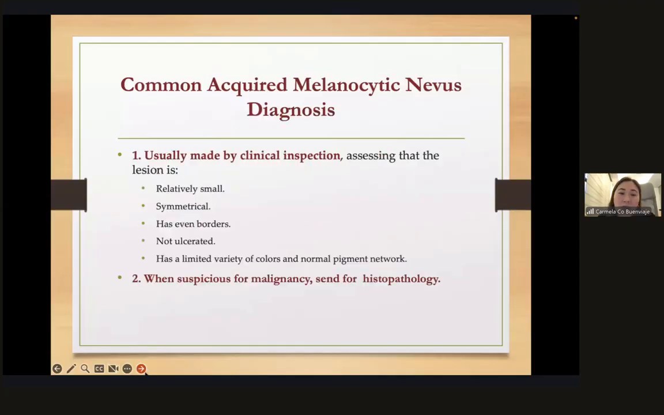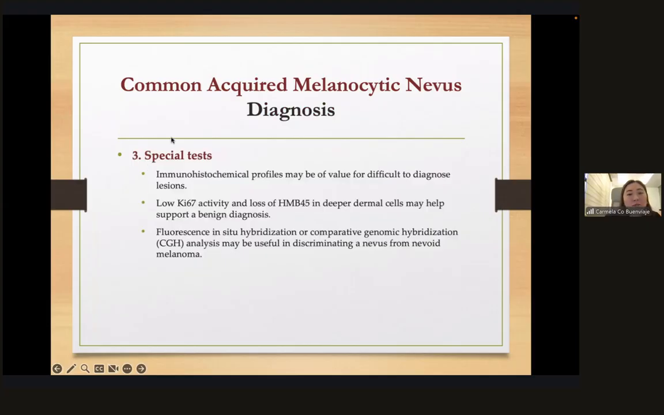So, genetic factors. Next, the diagnosis of melanocytic nevi is usually made by clinical inspection, assessing that the lesions have these features. When suspicious for malignancy, we should send the specimen for histopathology. Special tests can also be done. Immunohistochemical profiles may be of value for difficult to diagnose lesions.